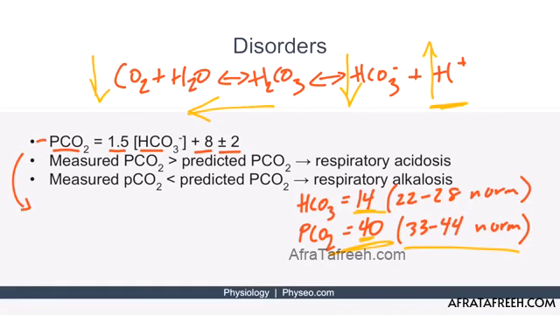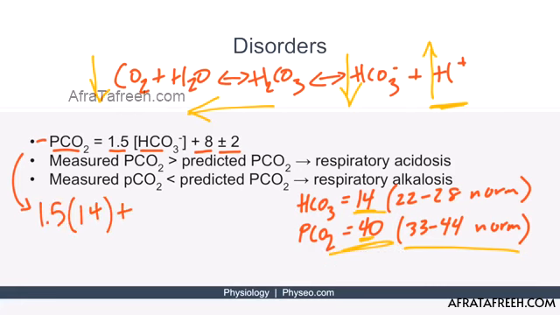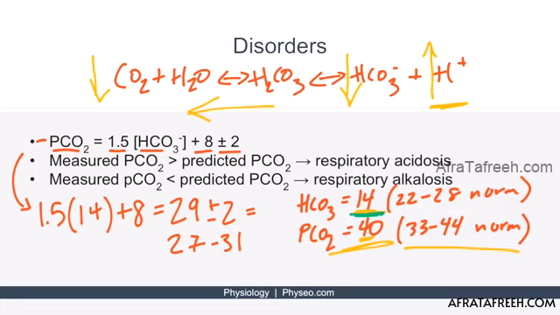So using this equation, you get 1.5 times 14 plus 8, which equals 29. 29 plus or minus 2 gives us a range of 27 to 31. This means that given the measured bicarbonate concentration, we would predict that the patient's partial pressure of carbon dioxide should be between 27 and 31 millimeters of mercury. Now we need to compare this calculated reference range with what we were given.